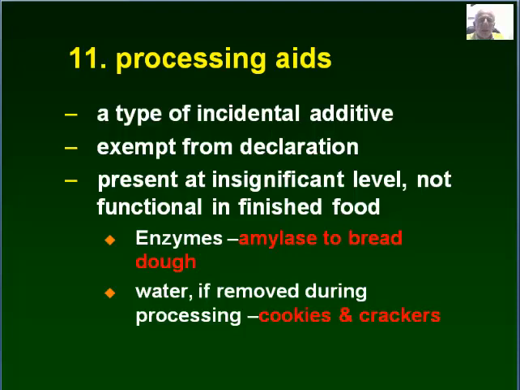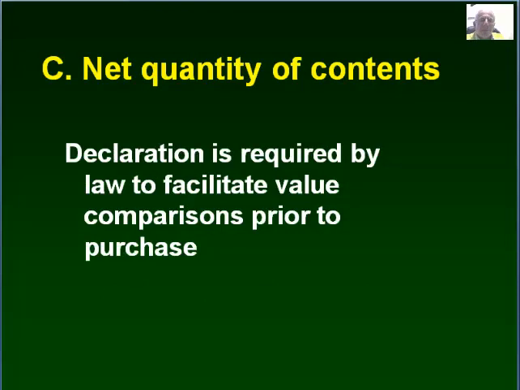Another example is water, if that water is removed during processing. I put up a couple examples here of cookies and crackers. Another probably good example would be dried pasta, because the water that's used when we actually produce that product is removed during the drying process, so water does not need to be declared in the ingredient statement, because in this case it becomes an incidental additive.